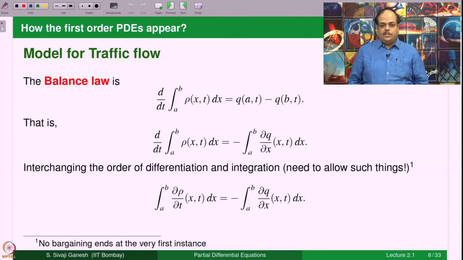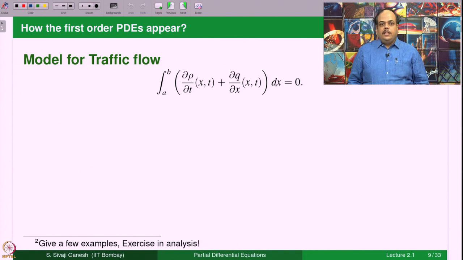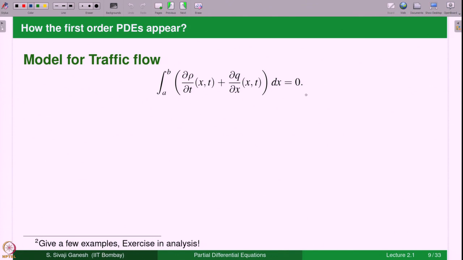Now, let us take the RHS to the left hand side. Then the balance law becomes the integral from a to b of this quantity, dou rho by dou t plus dou q by dou x, equal to 0. Now, this is true for every a and b such that a is less than b. In other words, you have the integral of a certain quantity being 0 over every interval a b. It means that the integrand has to be 0.